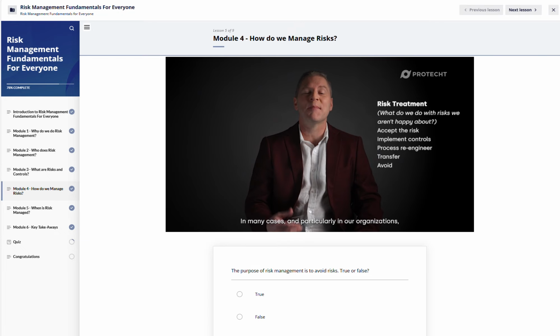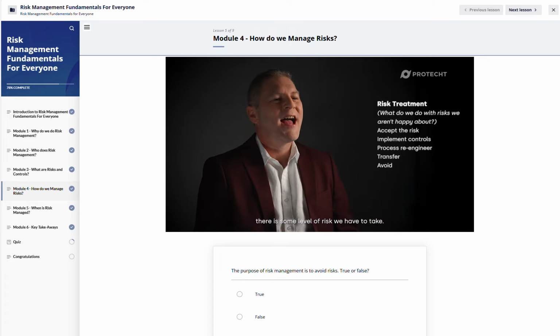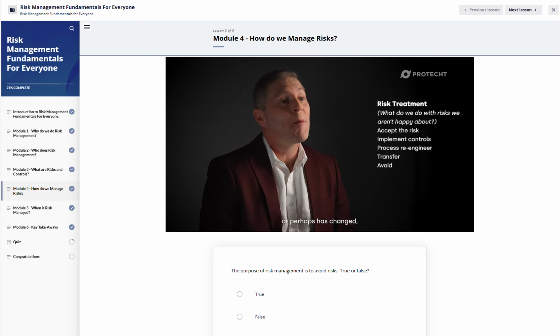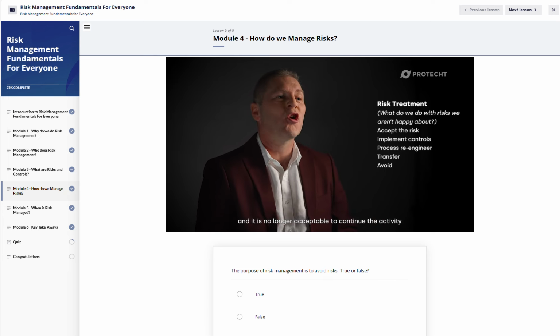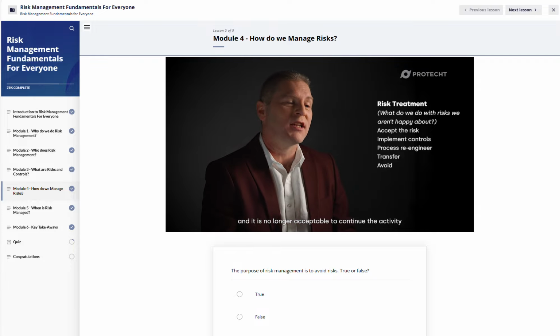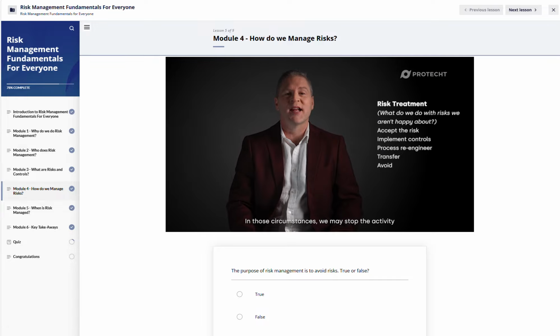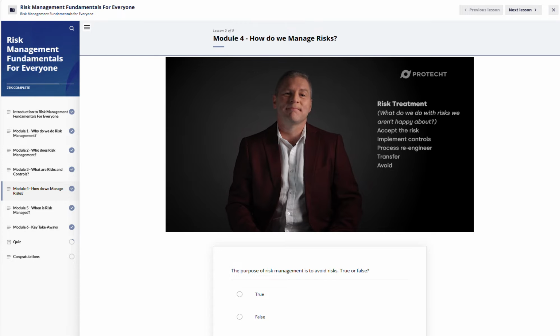In many cases, and particularly in our organisations, there is some level of risk we have to take. However, sometimes we might realise that the level of risk is too high or perhaps has changed and it is no longer acceptable to continue the activity that is giving rise to that high level of risk. In those circumstances, we may stop the activity that is giving rise to that risk.